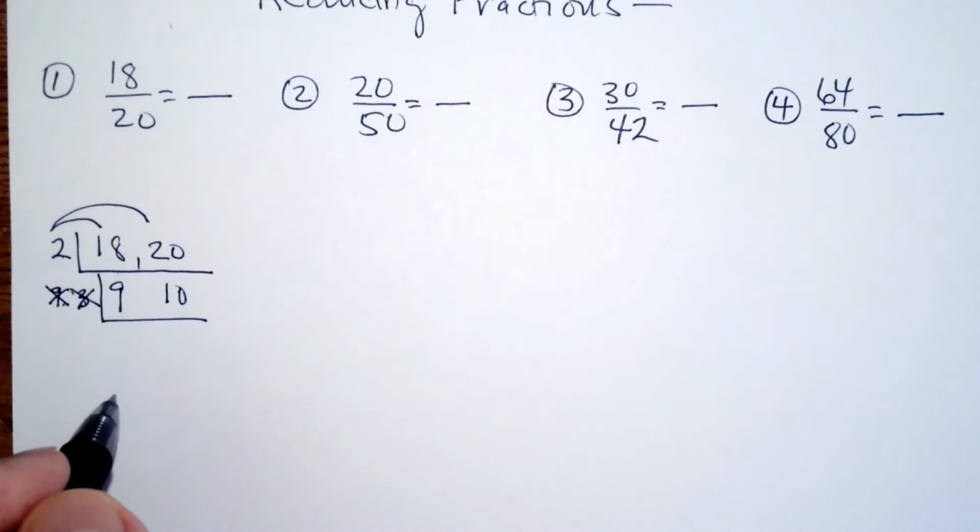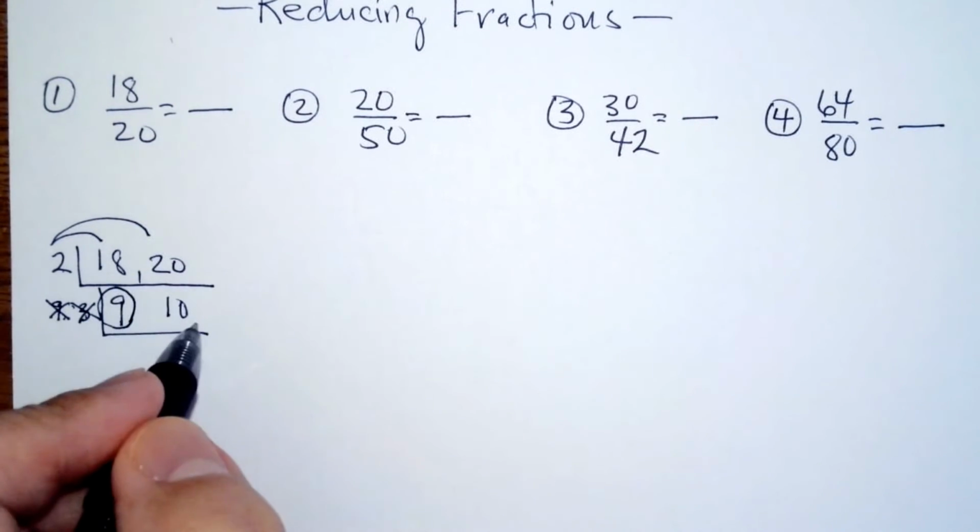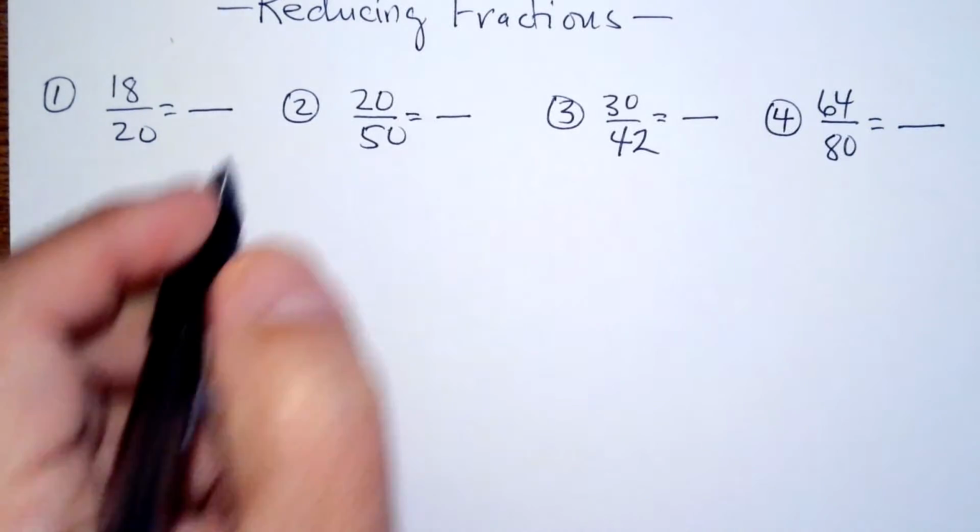Guess what? We're done. The answer for number 1, after we finish reducing, is 9 over 10, 9/10.